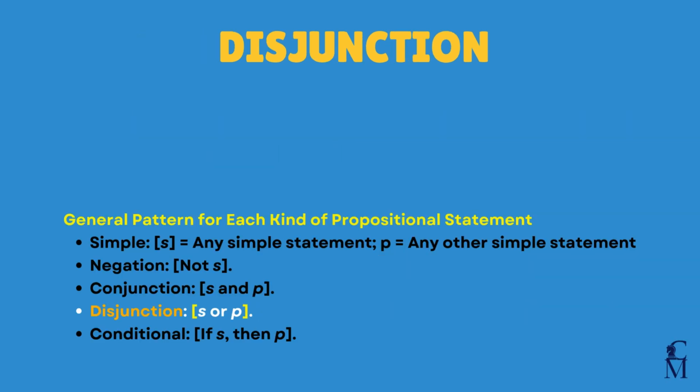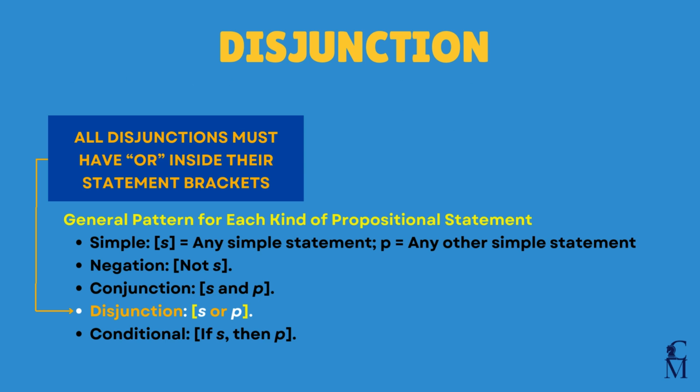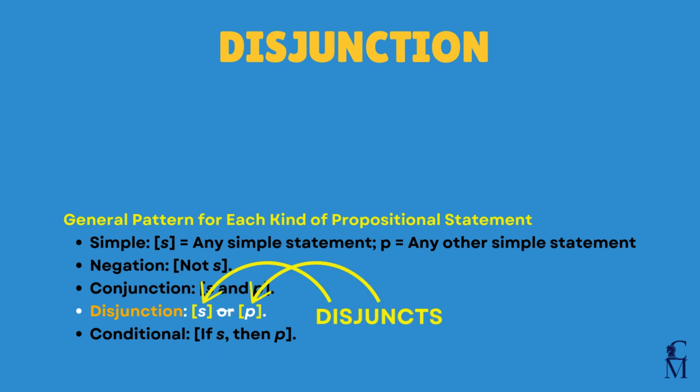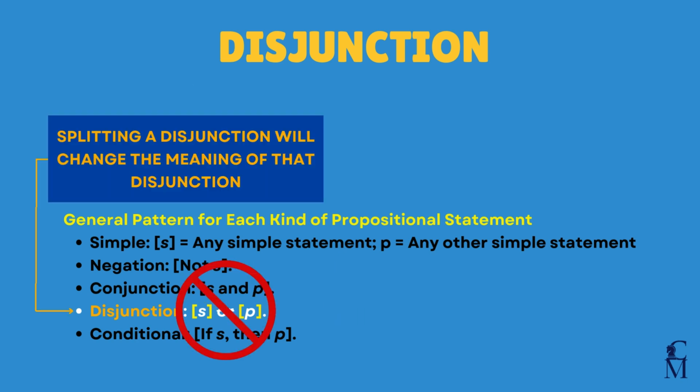A disjunction, like a conjunction, is also made up of simple statements or negations as parts. But unlike a conjunction, you should always have the truth functional operator, "or," inside the statement brackets when you bracket a disjunction. Also, you cannot split a disjunction into its separate parts, which are called disjuncts, when you bracket statements. This is because if you split a disjunction into its disjuncts as separate statements, this will change the meaning of these statements.